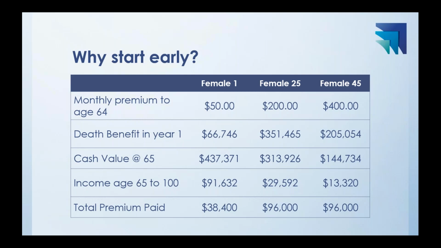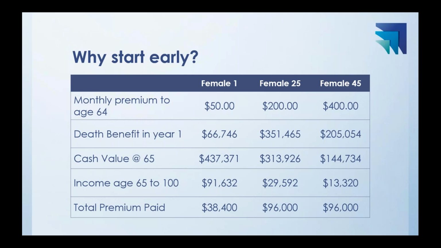So as you'll see, the top line, she's got her $400 a month premium. In year one, her death benefit is just over $205,000. Her cash value by the age of 65 is $144,734. And if she were to turn on her tax-free income stream every year, she would receive $13,320 in tax-free income. And in this scenario, she would have paid a total of $96,000 into this plan.